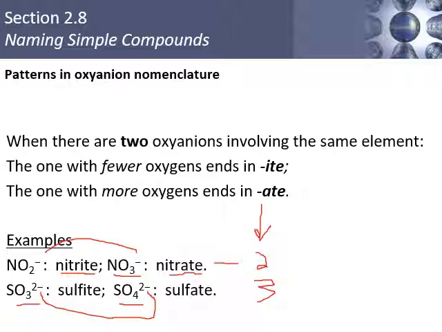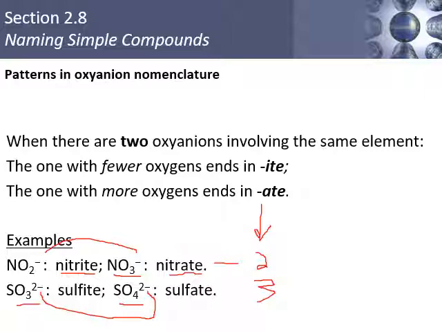Some things can go one more than the sulfate or the 8, some things can go one less than the 8, and then some things can do both. Now, chlorine can do both, so we have a special way of naming that, but you don't have to worry about that with nitrogen or sulfur.